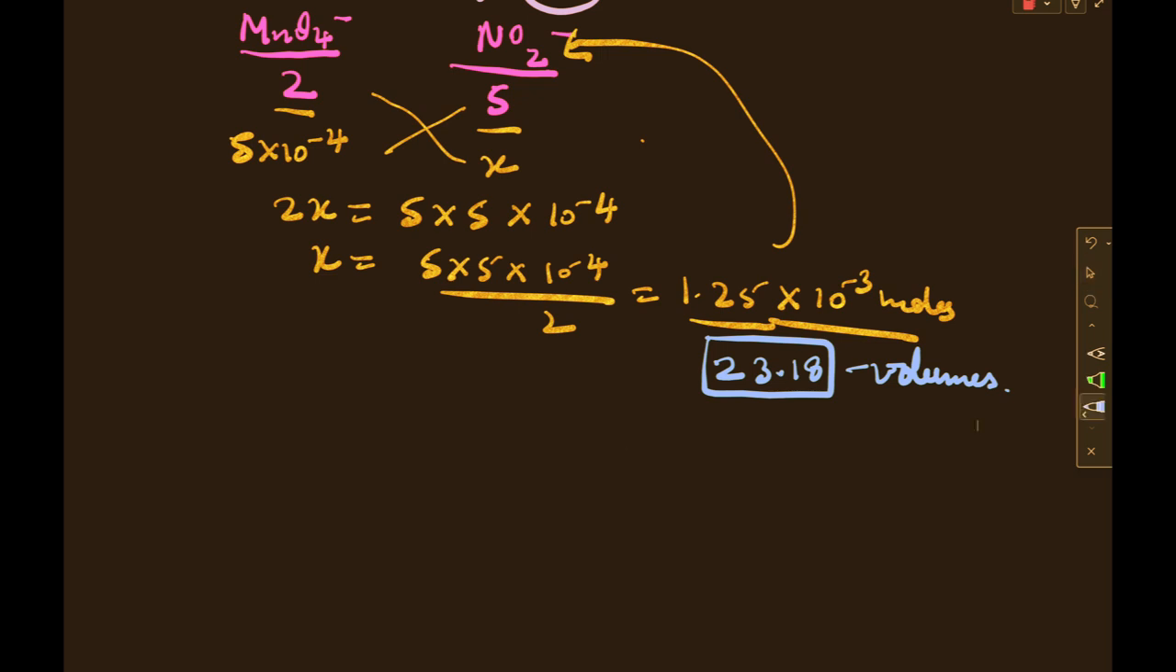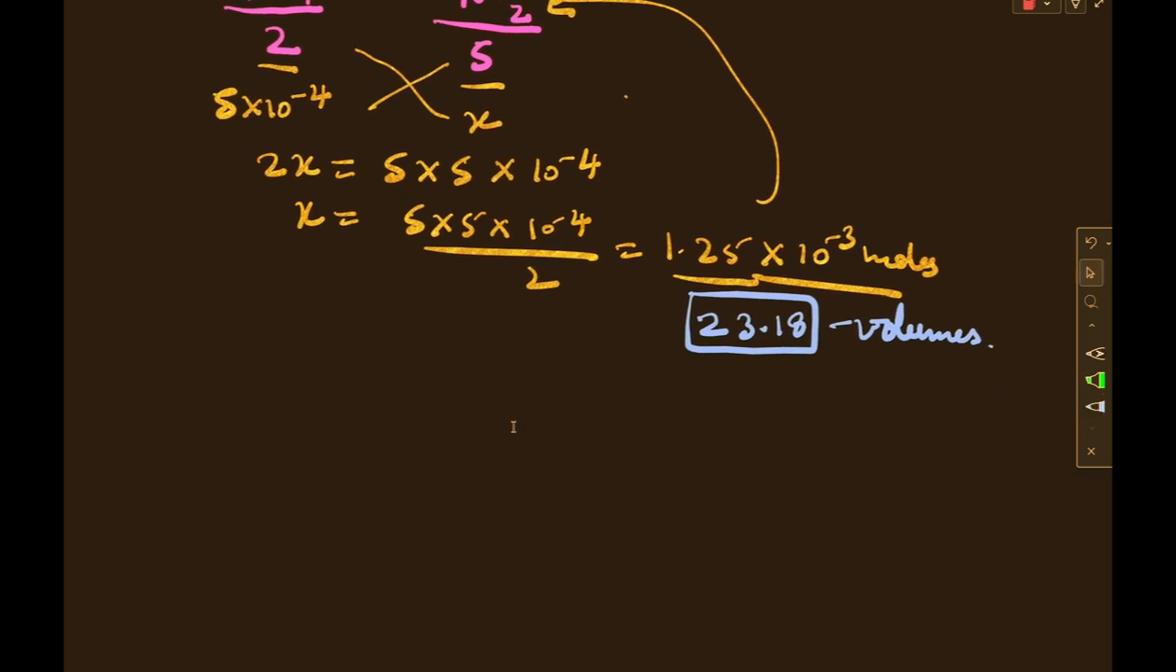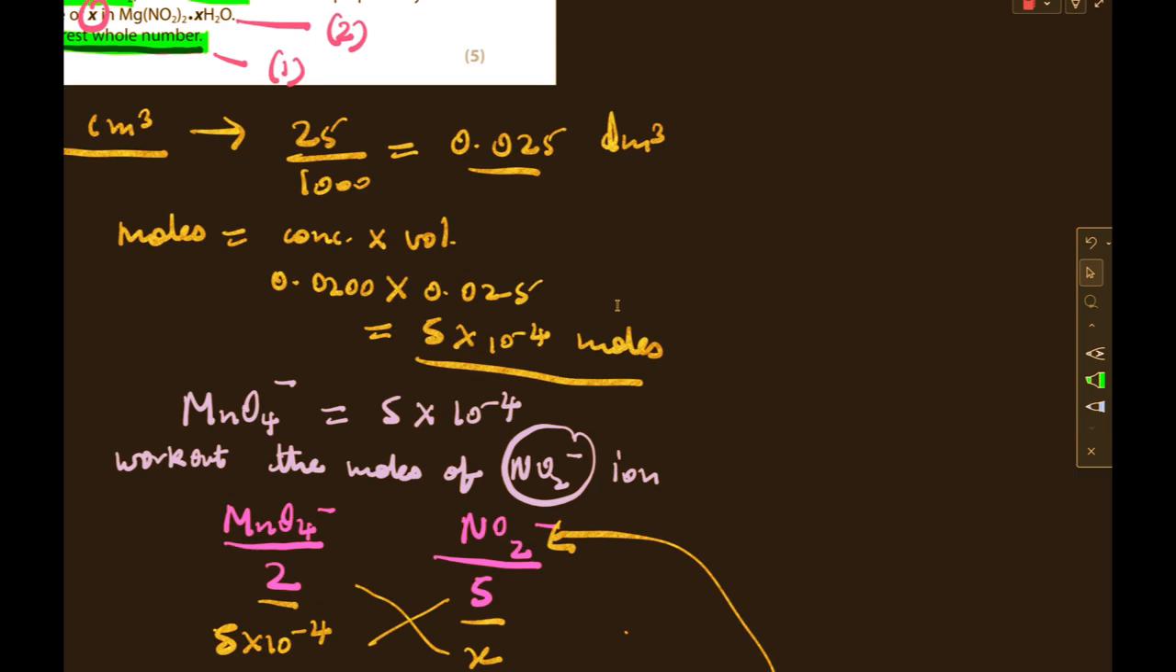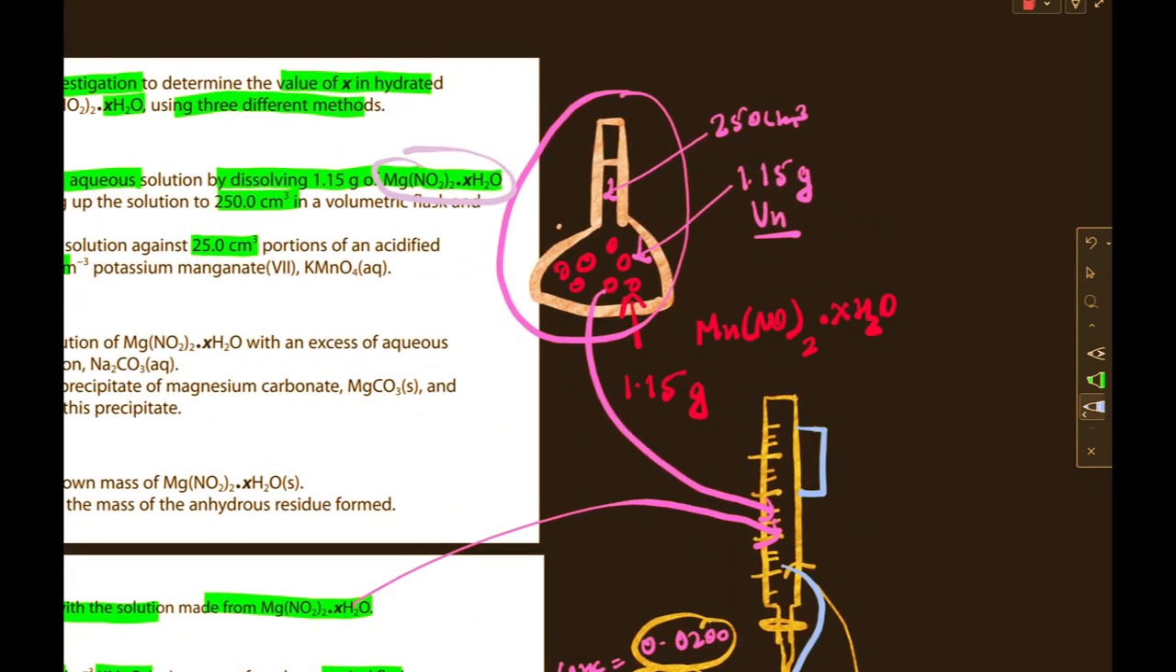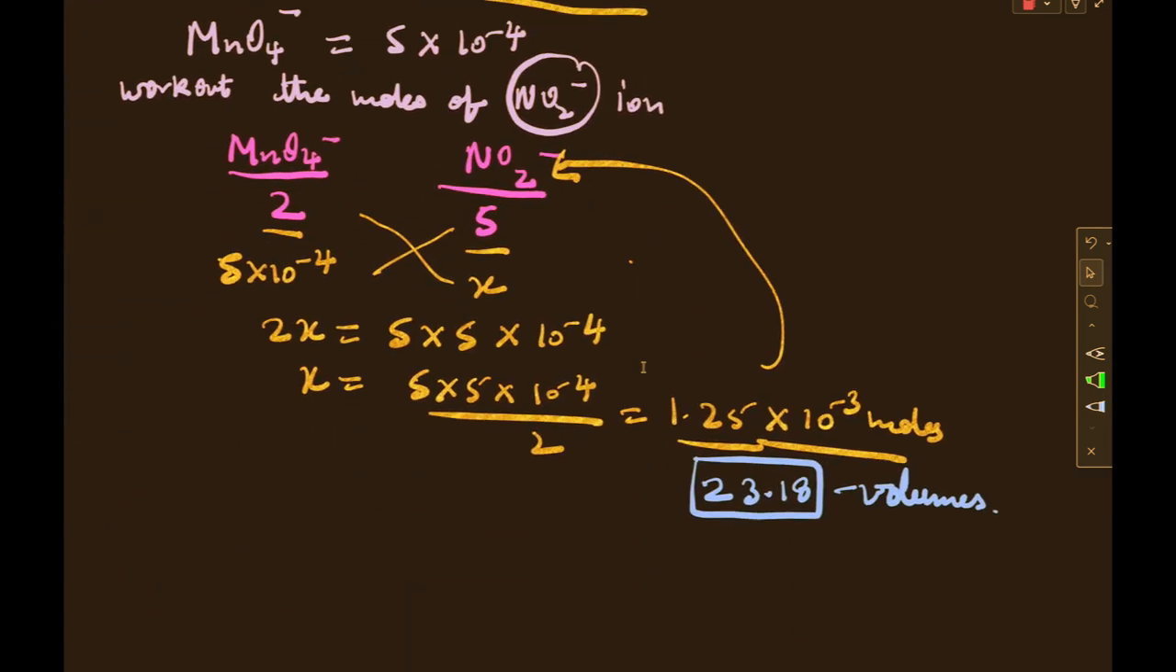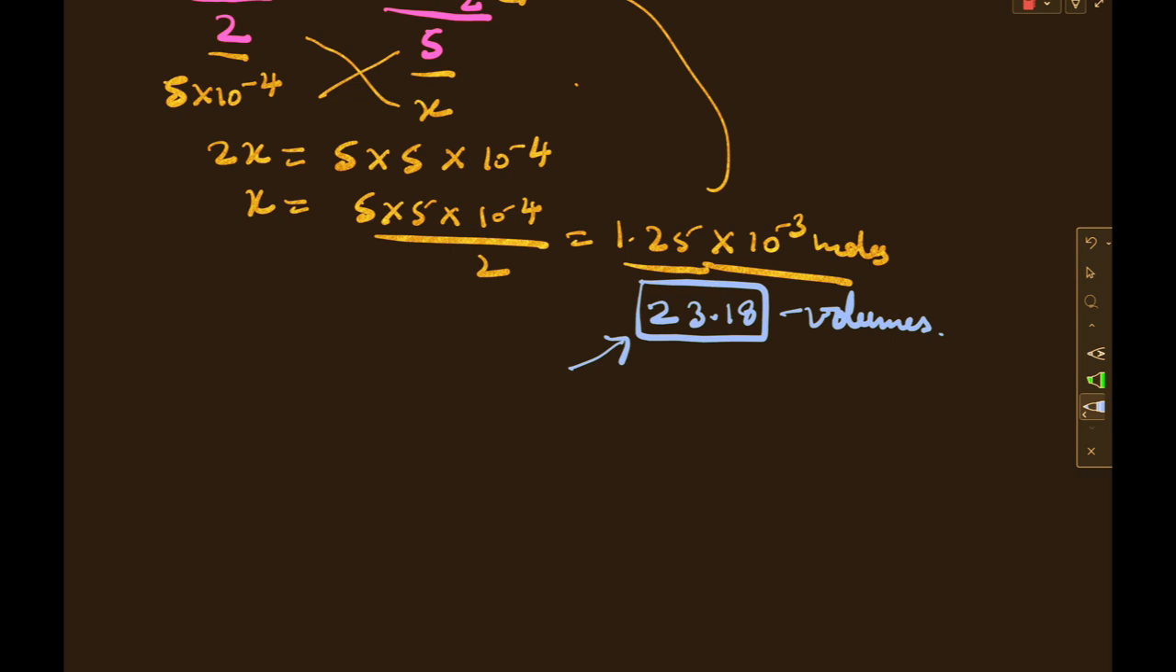Okay, so now the problem is, this mole is only in this much volume, but I made my whole solution, and my actual moles of nitrite ions in this much gram is way more, because I made the solution in 250 centimeter cube of volume. I only used out of 250 centimeter cube in my titration this much volume.